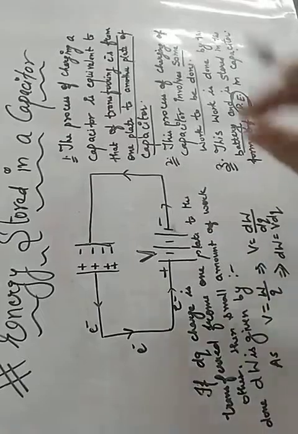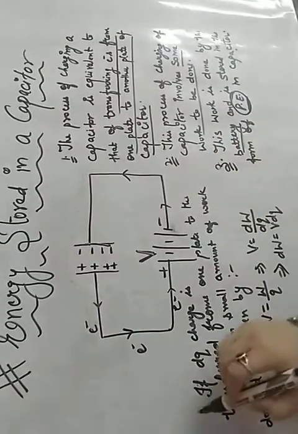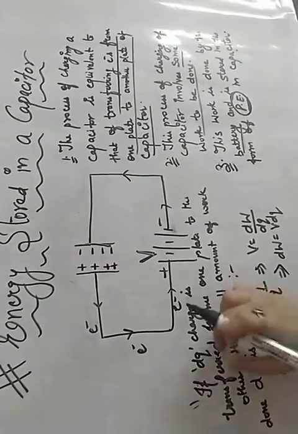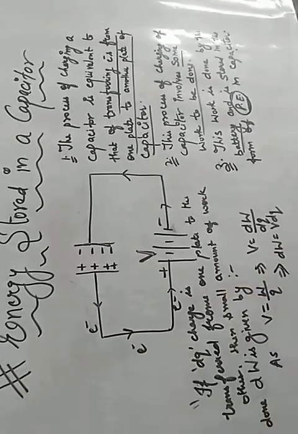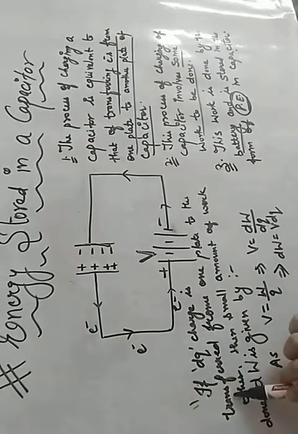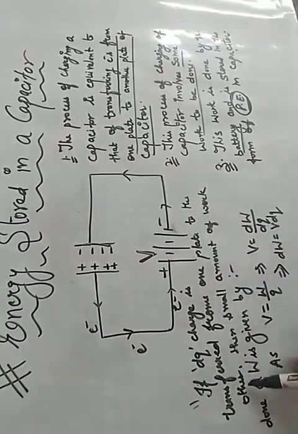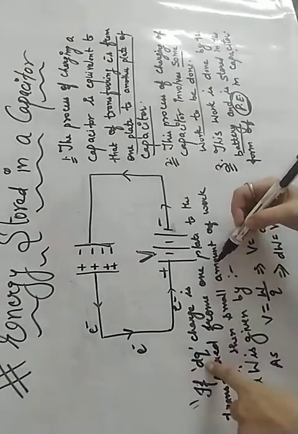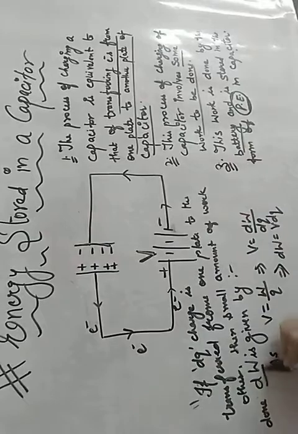So now for the derivation part, let us first of all consider a small amount of charge dq which is being transferred. If dq charge is transferred from one plate to the other, then how much work is to be done? A small amount of charge is taken, so of course a small amount of work is to be done.